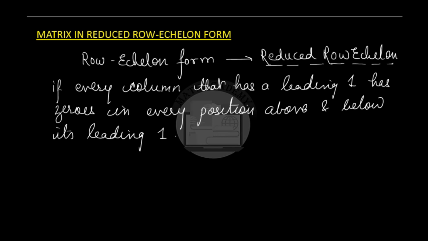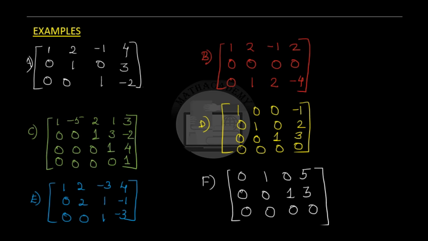Let us learn this through examples. We have to tell which matrix is in row echelon form and which matrix is in reduced row echelon form. So let us look at the first matrix. First thing is, do we have a row with all elements 0? We don't. If we had, that would have to be the last row.